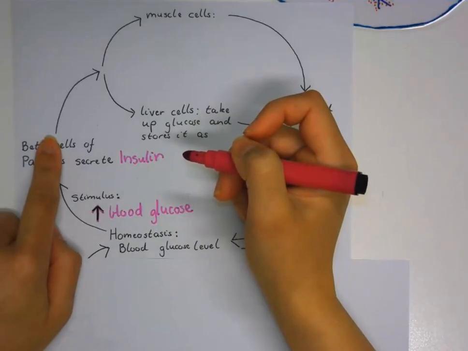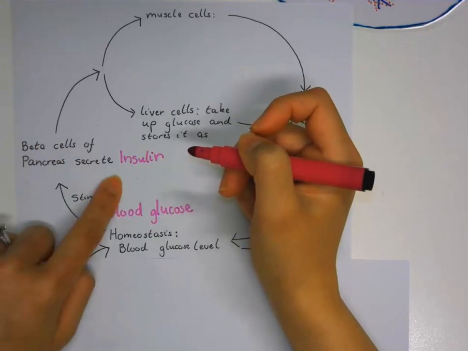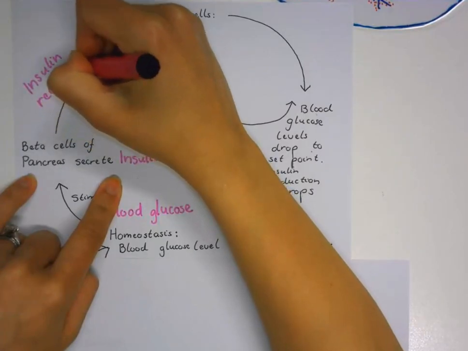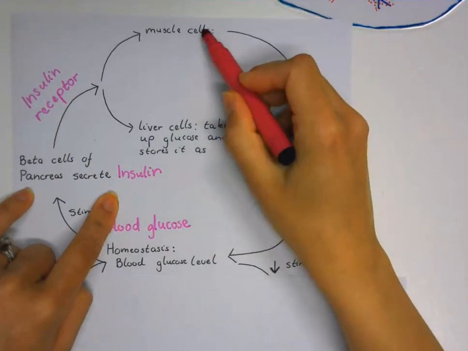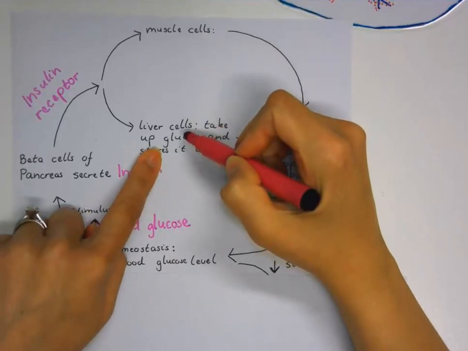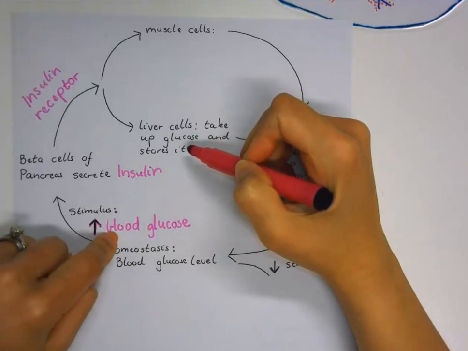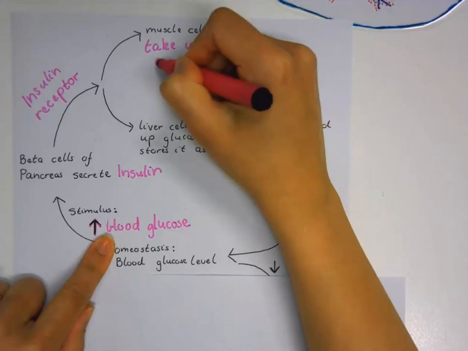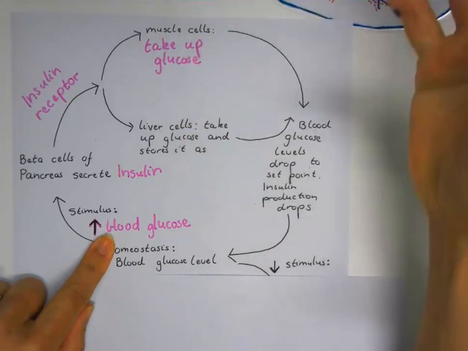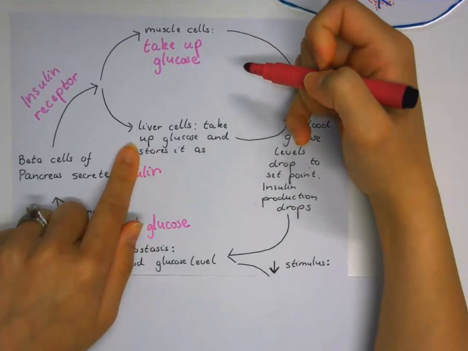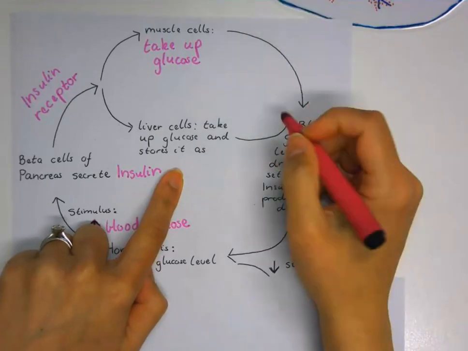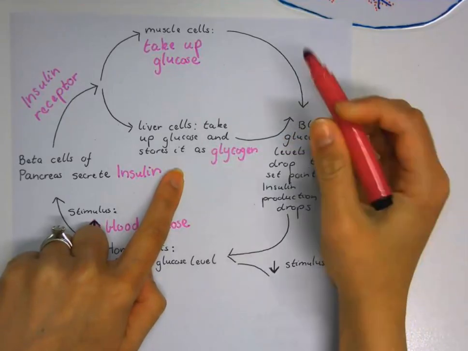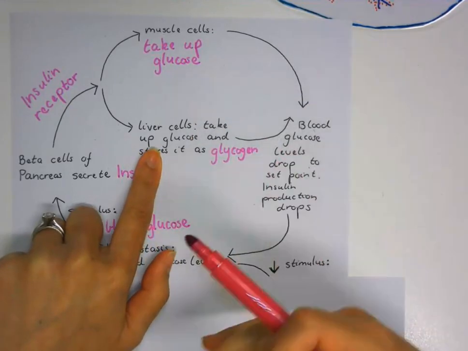Now insulin is going to go into your blood and bind to cells that have a special receptor, the insulin receptor. This receptor is found on your muscle cells and on your liver cells. This causes your muscle cells to take up the glucose in your blood, and your liver cells to take up the glucose and store it as glycogen. So muscle cells and liver cells take up the glucose in your blood.